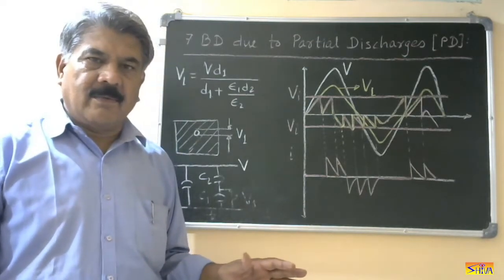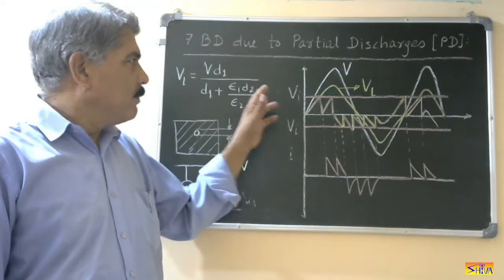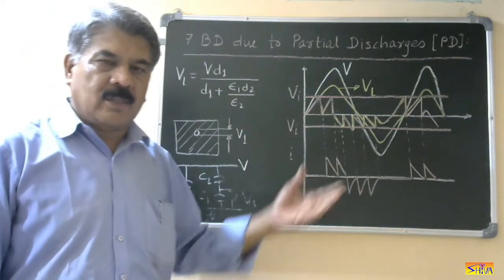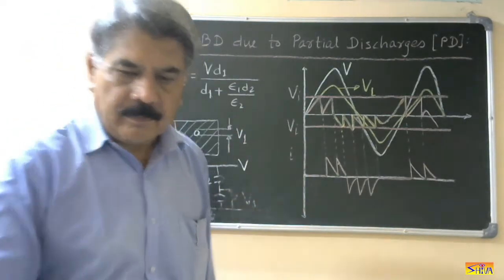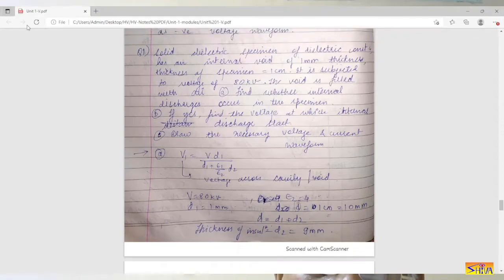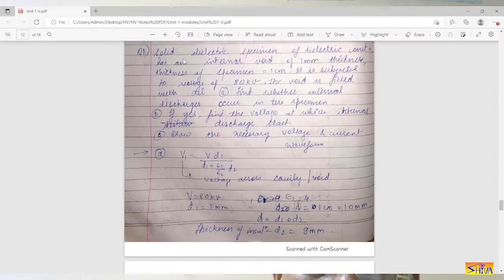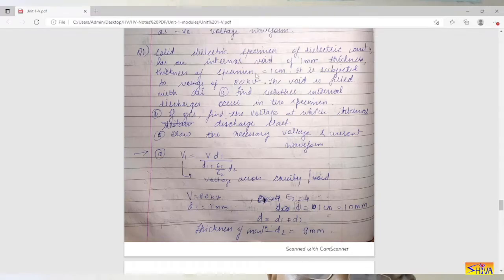Now I will take one numerical to explain how this voltage is obtained and how the safe working voltage is computed. Now let us see the numerical on this. A solid dielectric specimen of dielectric constant 4 has an internal void of 1 mm thickness. The thickness of the specimen is 1 centimeter. It is subjected to a voltage of 80 kV. The void is filled with air.